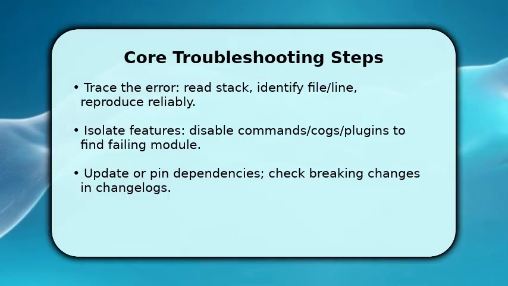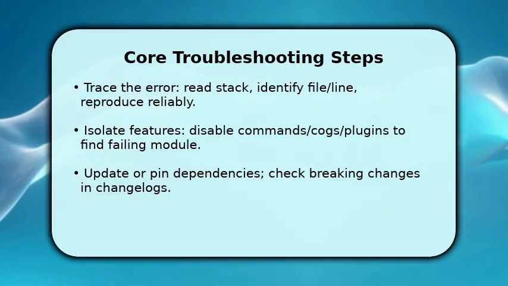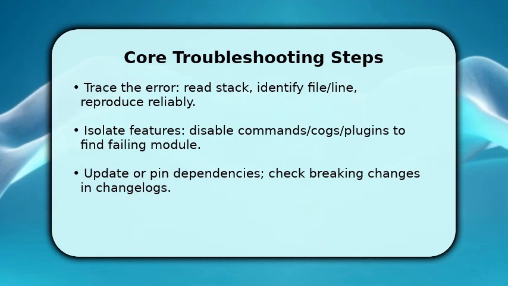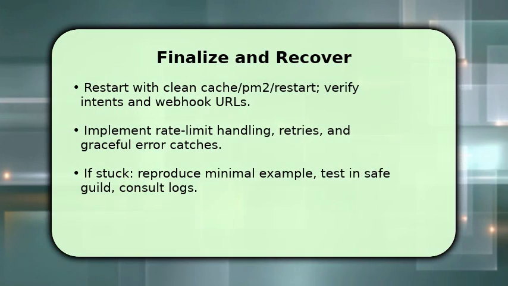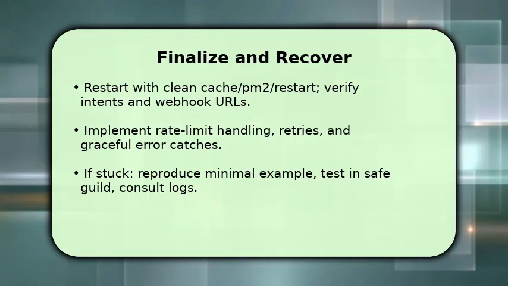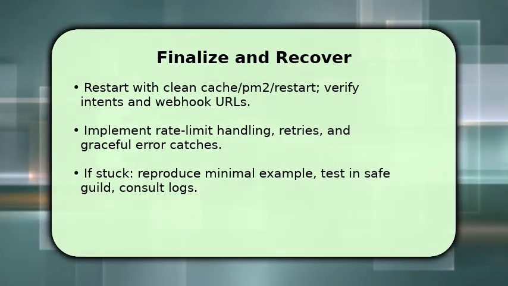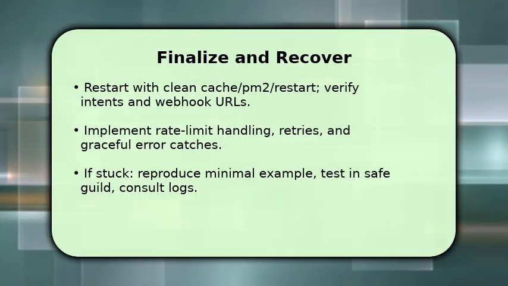Make sure to run unit or smoke tests after each change so you know which fix actually worked. To finish, restart the bot with a clean environment, clear caches, restart PM2 or your service, and confirm intents and webhook URLs are correct, because stale state often hides fixes.